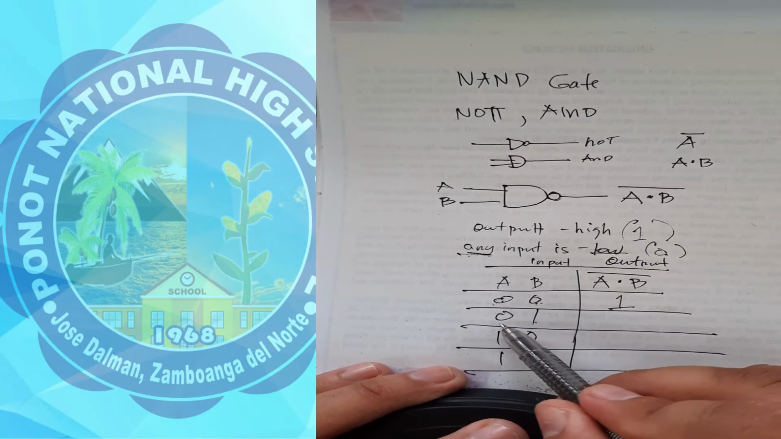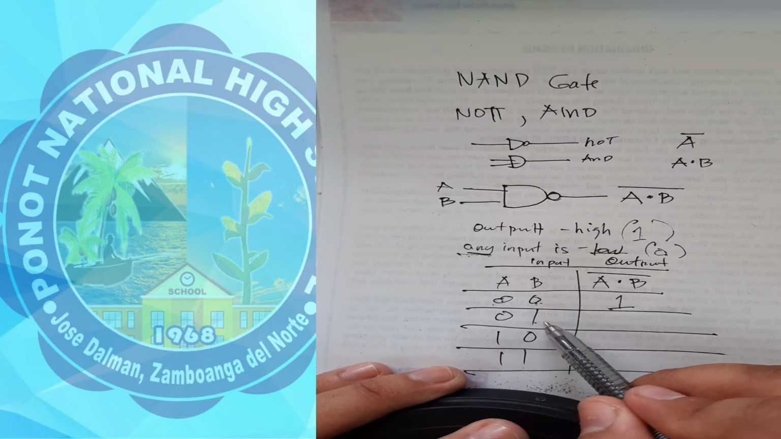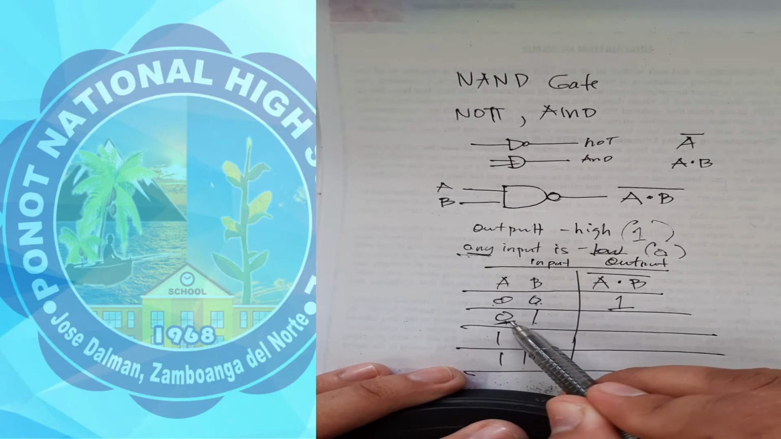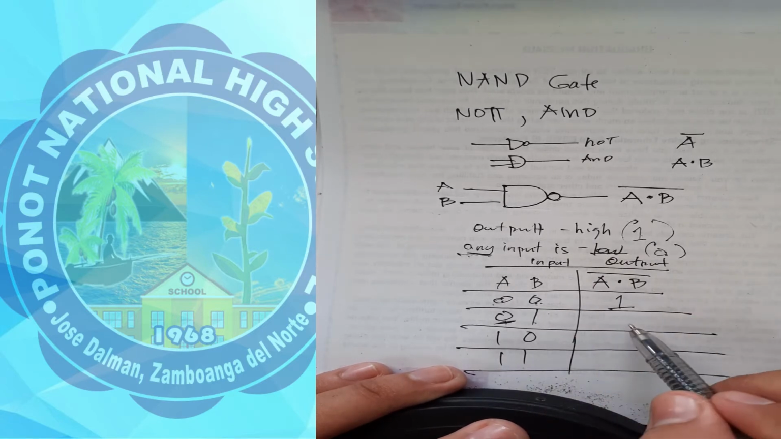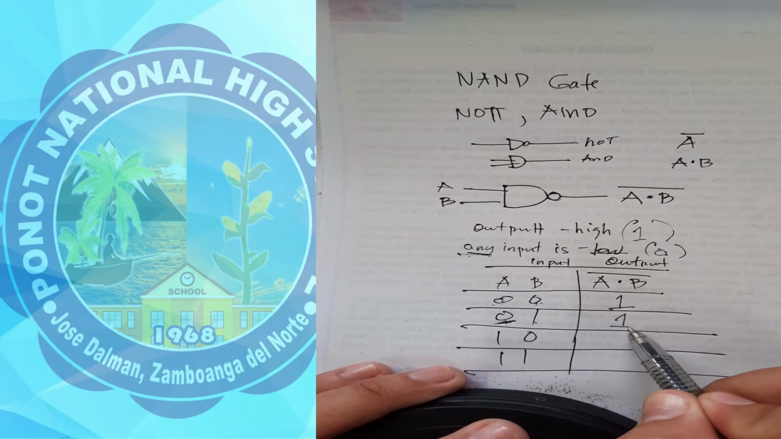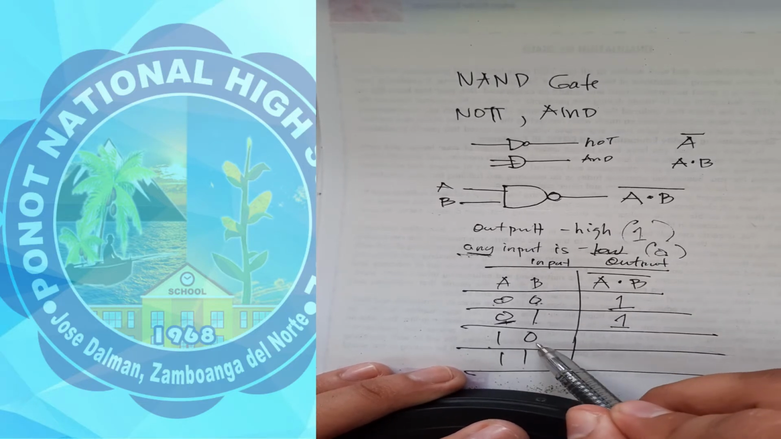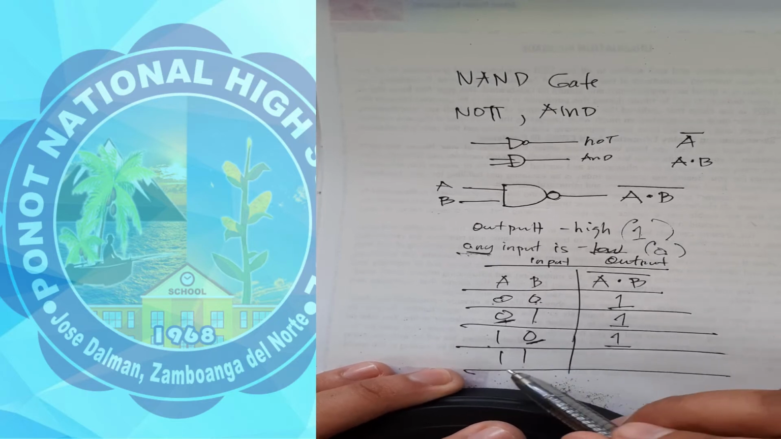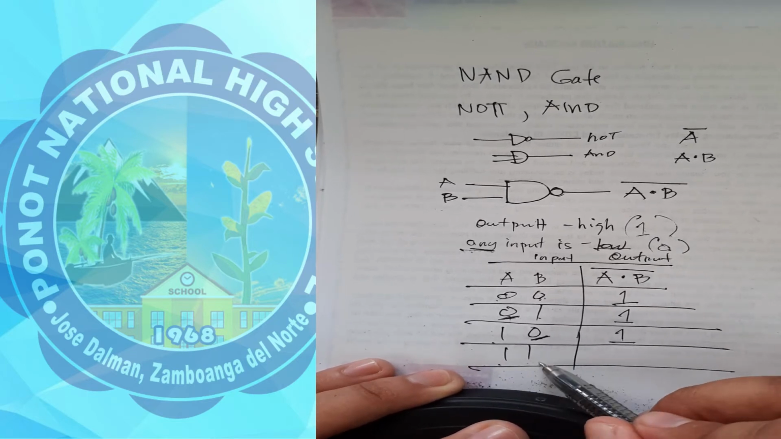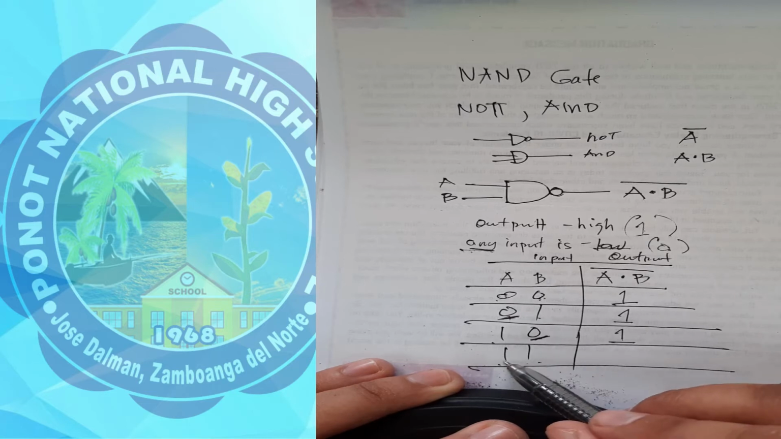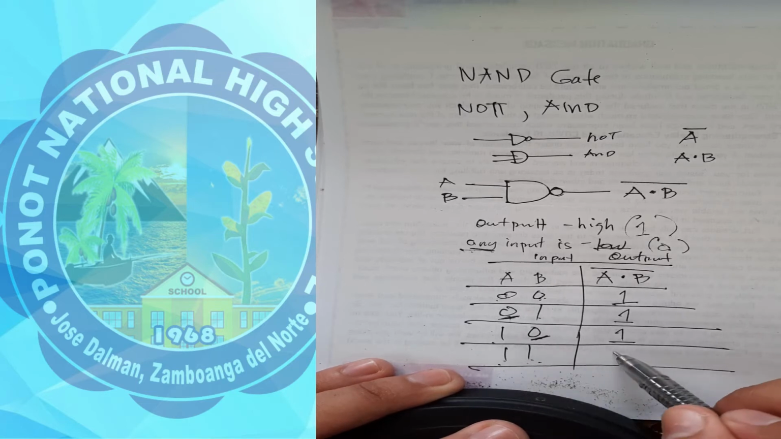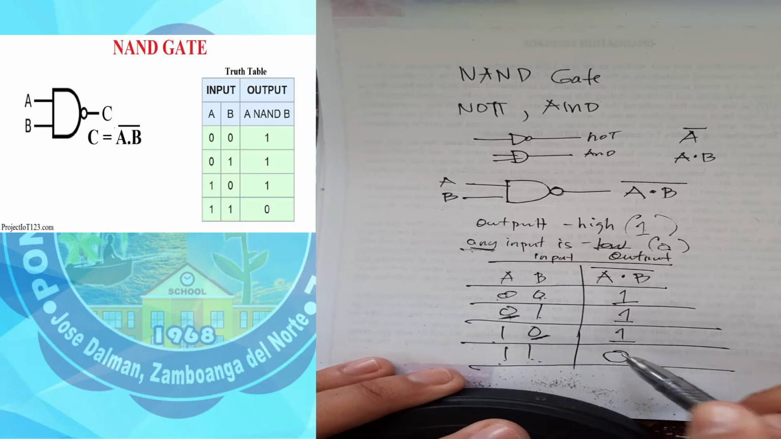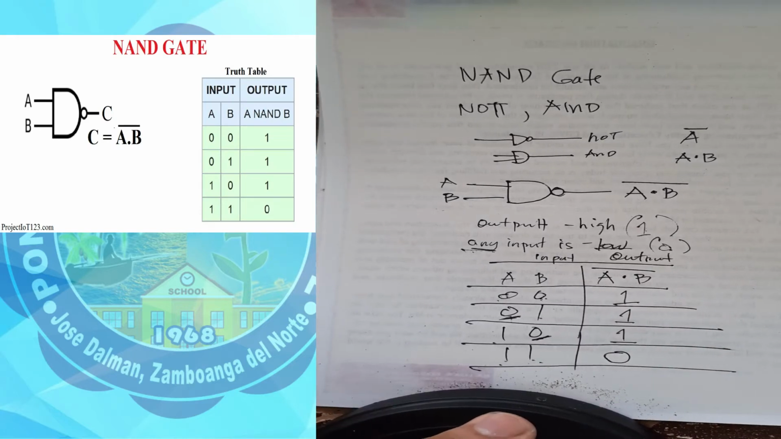0, 1. Is there a low in the input? Meron. This A, 0, that is low. So the output is 1. This one, 1, 0. May low ba? Meron. So that is 1. Dito sa 1, 1, may low ba? Wala. So if walang low, therefore your output is 0.